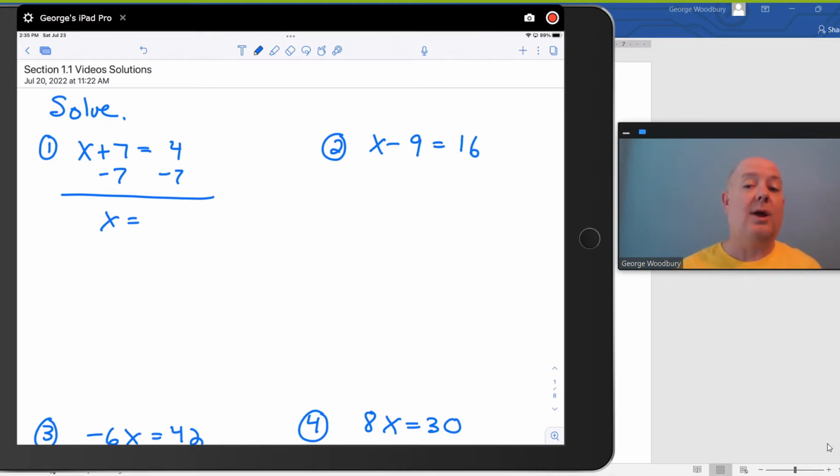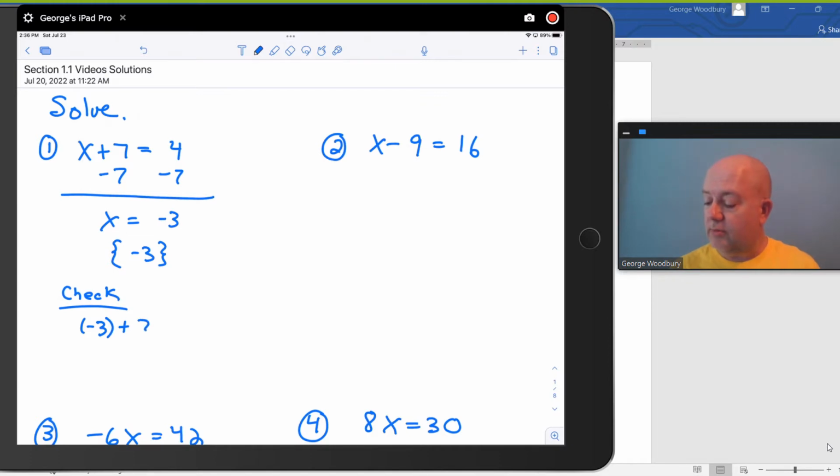4 minus 7 on the right-hand side is negative 3, and so our solution appears to be x equals negative 3. And we can write that solution in a solution set with those curly brackets around the outside. We can also check our solution by substituting that value back in for x in the original equation. So if I put the negative 3 back in, negative 3 plus 7 should be equal to 4, and it is. So that value gives us the solution of the equation.